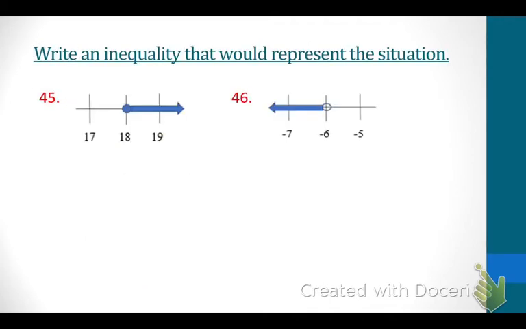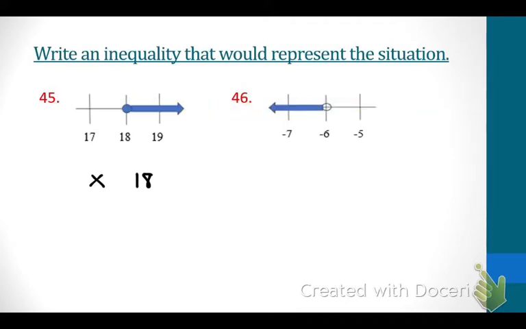All right, for the final 2 problems today, we've got number 45 and 46 where it says to write an inequality that would represent the situation. We're always going to start with our variable. What variable will we write, class? X. The next thing you're going to do is put the number that's in the middle. What number is in the middle? 18. Now the hardest part is to figure out the inequality symbol. Notice the arrow is going that way.